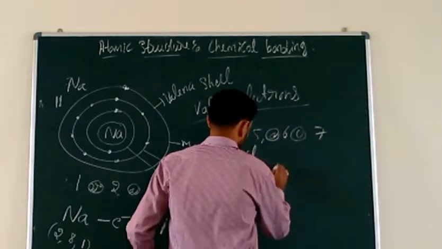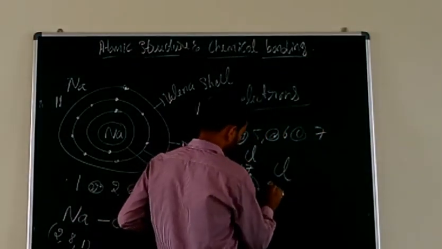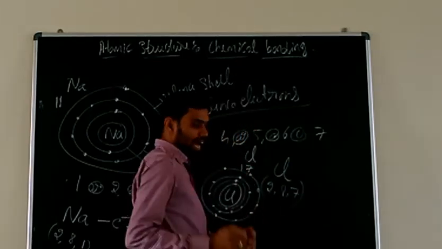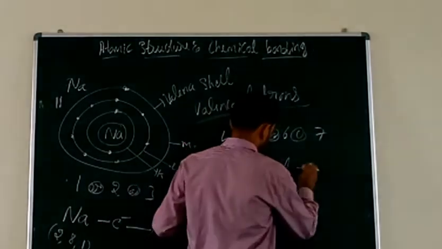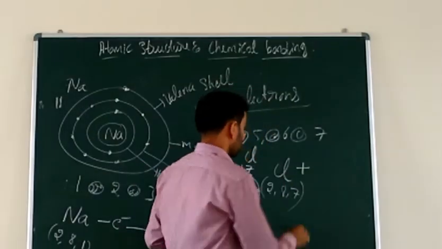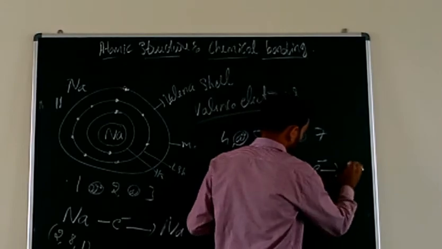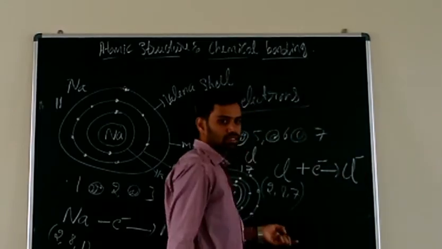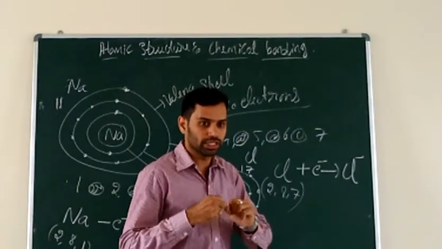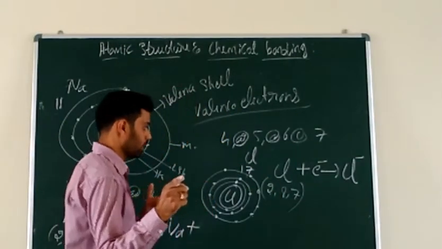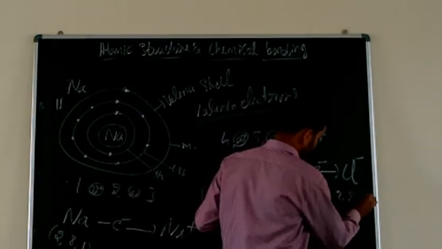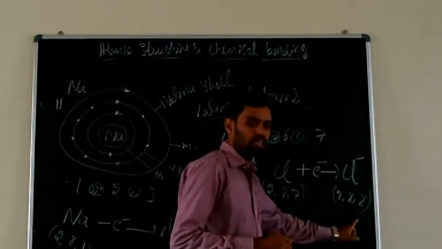Now chlorine, its atomic number is 17, so 2, 8, 7. It is accepting the electron, so plus 1 electron. It will become Cl minus. Accepting the electron, you write the minus sign; losing the electron, plus sign. Keep it in mind. By accepting 1 electron, its electronic configuration becomes 2, 8, 8. So it is completely filled.